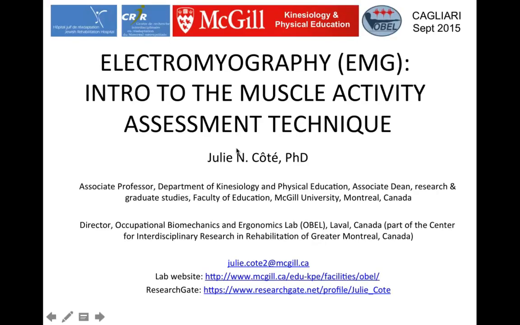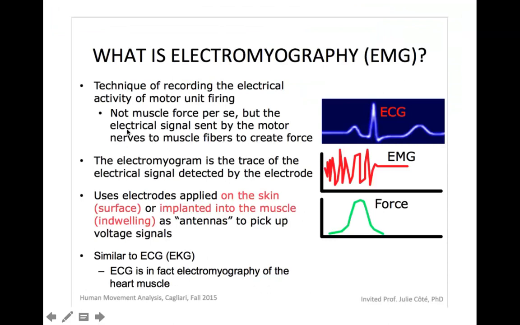So electromyography, I want to be sure that I cite the author of some of these slides. This was referenced earlier in the presentation, but this comes out of the kinesiology department at McGill. She has some very pretty pictures here, so I chose to use some of her slides for this illustration. So what is electromyography, or EMG? It's basically the technique that's used to record this electrical activity that occurs when a motor unit fires.